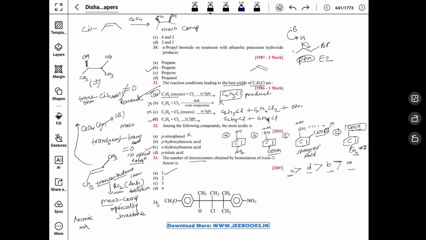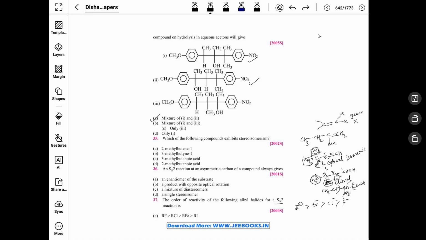Let's move forward. Question number 34. You can see that this is an alkyl chloride, a tertiary halide. What is the question? The question is: this compound on hydrolysis in aqueous acetone gives what? So we should understand that this reaction will follow the SN1 pathway. So you will get a tertiary carbocation.